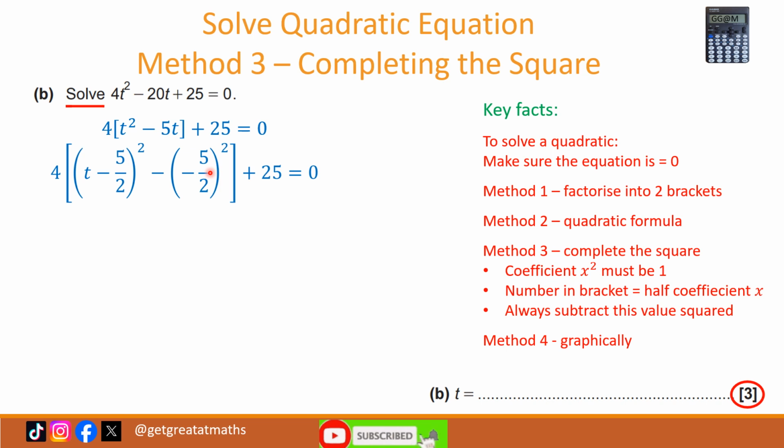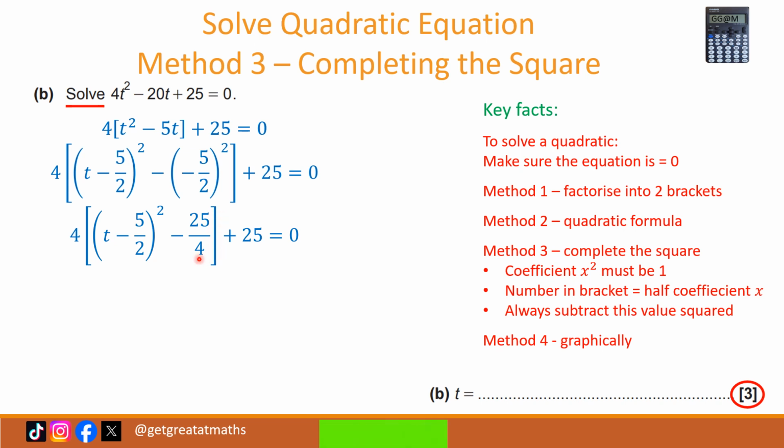Now remember, when you square a negative number, it becomes positive. So we're going to get 5 squared over 2 squared, which is 25/4. So this is my value squared. This is why it's easier to work in fractions, because you could do this on a non-calculator paper, even though it is on the calculator paper.